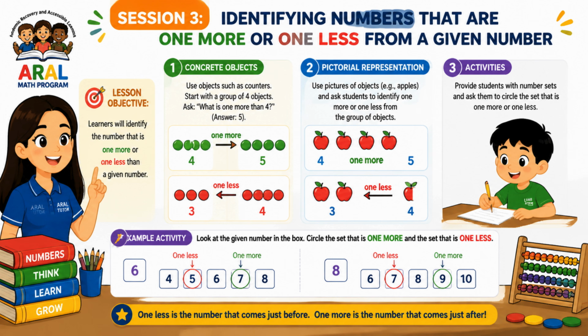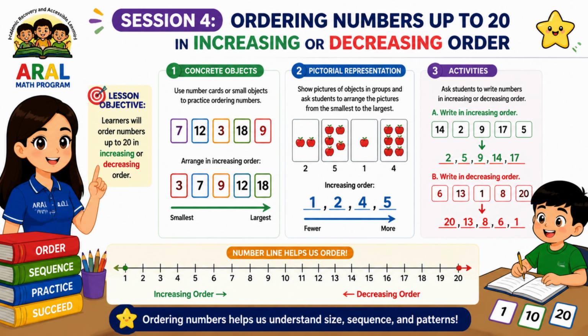Ask, what is 1 more than 4? Answer, 5. Pictorial representation. Use pictures of objects such as apples and ask students to identify 1 more or 1 less from the group of objects. Activities. Provide students with number sets and ask them to circle the set that is 1 more or 1 less. Session 4. Ordering numbers up to 20 in increasing or decreasing order. Lesson objective. Learners will order numbers up to 20 in increasing or decreasing order. Methodology. Concrete objects.